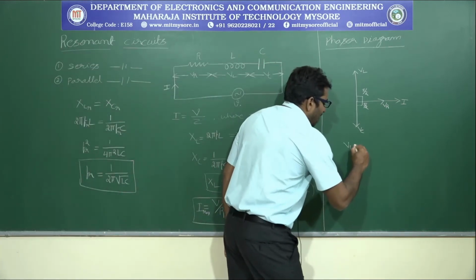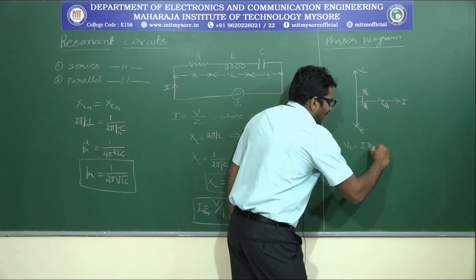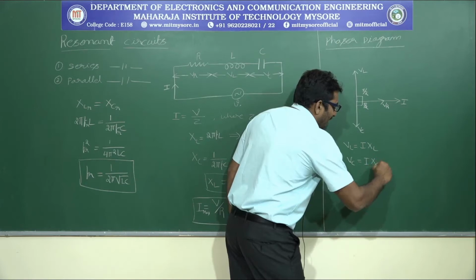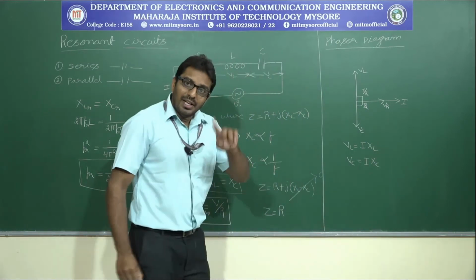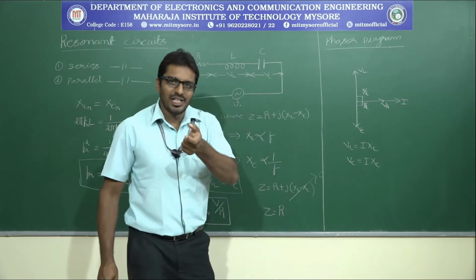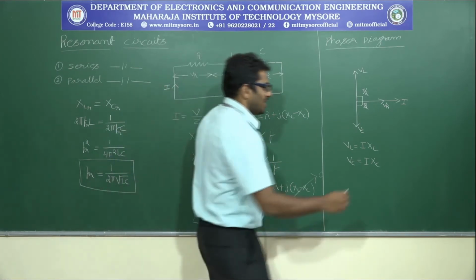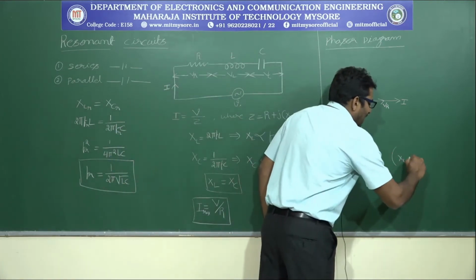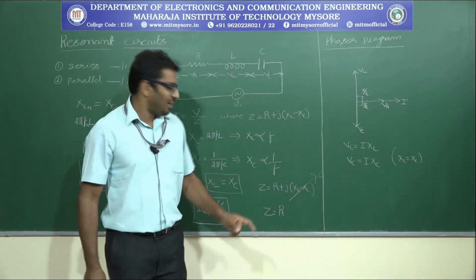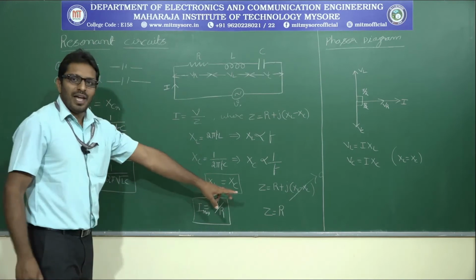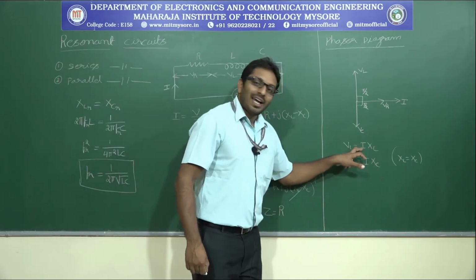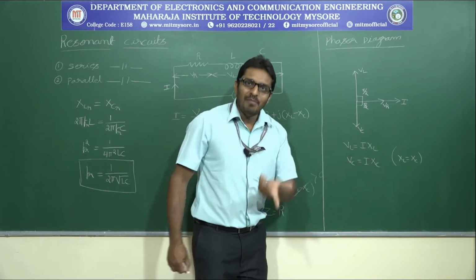Now, what is VL? I into XL. What is VC? I into XC. At a particular value of frequency, which is known as the resonant frequency, XL is equal to XC, right? At resonant frequency, XL is equal to XC. But for both XL and XC, the current is multiplying, that is the same current.